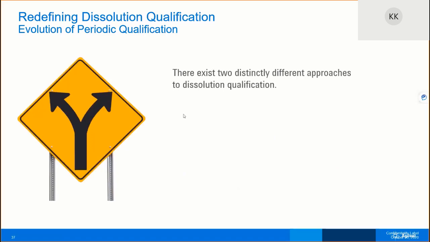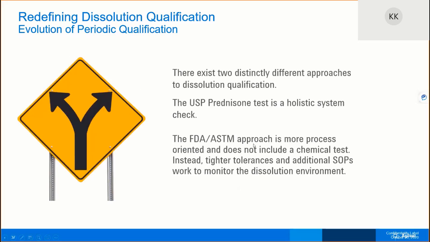Right, so there are two distinctly different approaches to dissolution qualification. The USP prednisone test is a holistic system check, if you like, and the FDA ASTM approach is more process-oriented and does not include a chemical test. Right, so for your MQ, you're not using any tablets. Instead, you're having tighter tolerances and you need additional SOPs to monitor your dissolution environment, right?